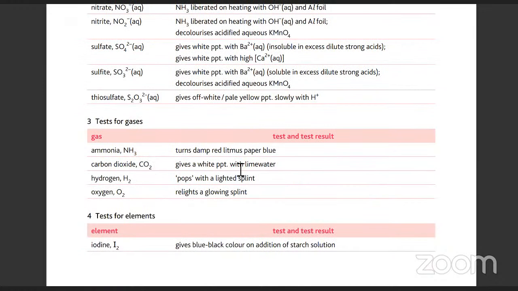How do you identify carbon dioxide? It turns lime water milky. How do you identify ammonia gas? Oxygen gas relights a glowing splint. So these are really basic tests, and they're going to assume that you know all of them.